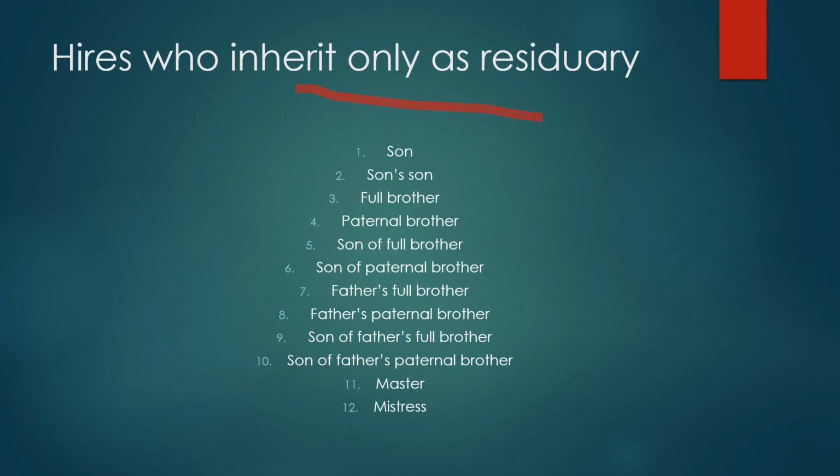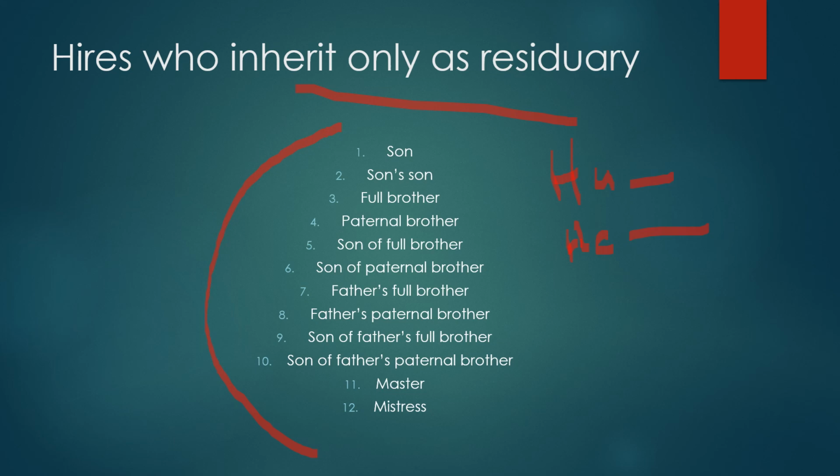Heirs who inherit only as the residuary. These are the 12 people. All the male members you can see here, all the male except husband and half brother in mother's side. Except these two, all the male members you can see here are heirs who inherit only as residuary.